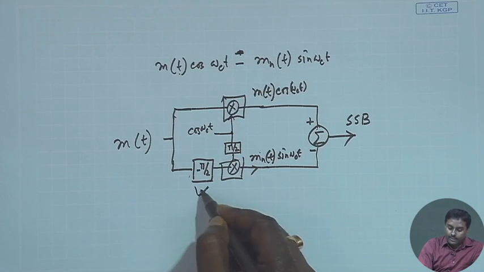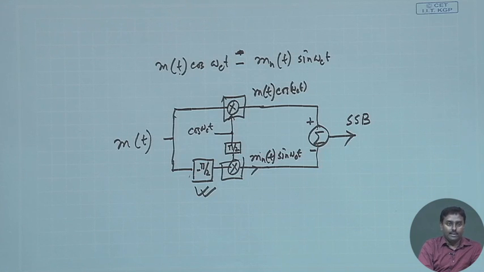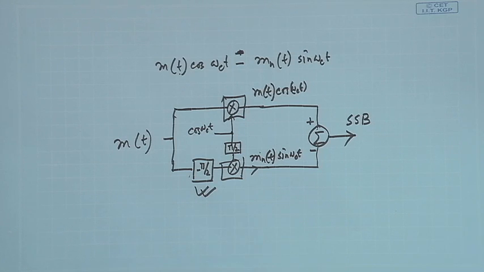But we have already talked about that pi by 2 phase shift for each frequency, that is a very hard circuit to realize. Can we get some other circuitry which can do this? I'll just give the practical circuitry that was proposed by Weaver. So the practical circuitry looks like this.